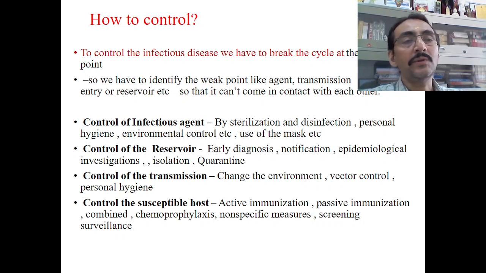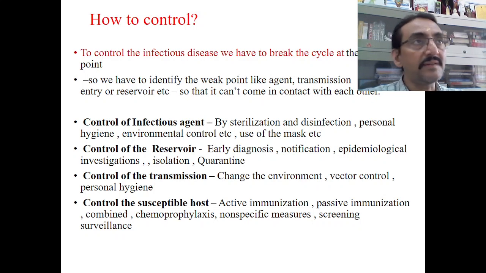Now, you can control the infectious agents itself. Okay, virus, bacteria, parasites, etc. So how can you control the infectious agents itself? Yes, you can go for sterilization method, you can go for disinfection method, you can go for personal hygiene advice, then you can go for environmental control, and you can use the mask, you can use the PPE, personal protective kits, etc. So this is control of the infectious agent.